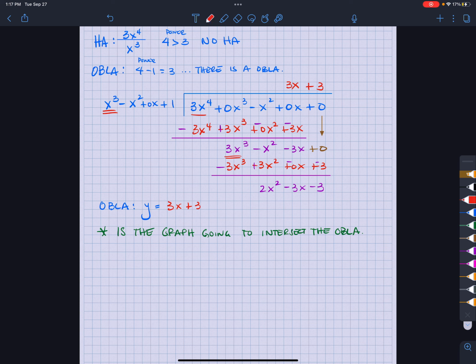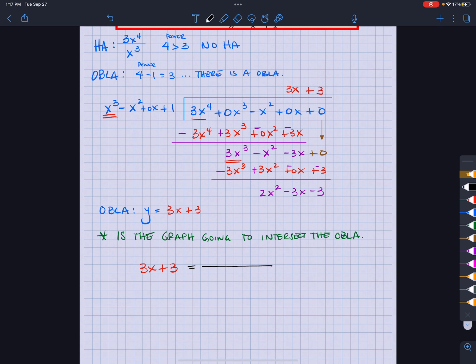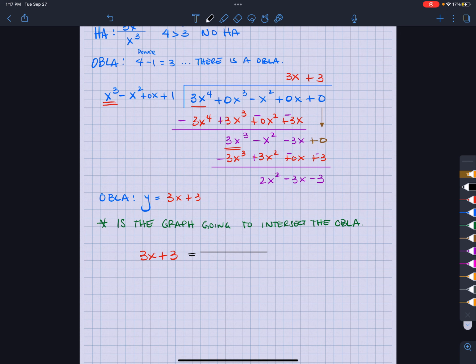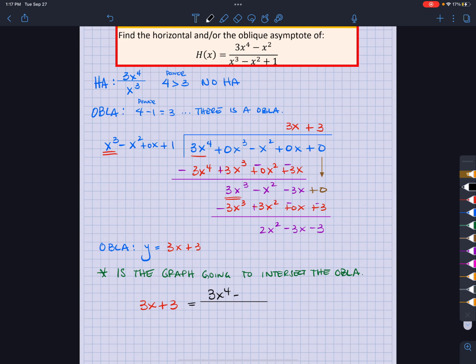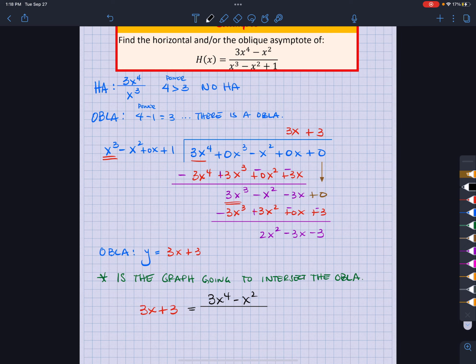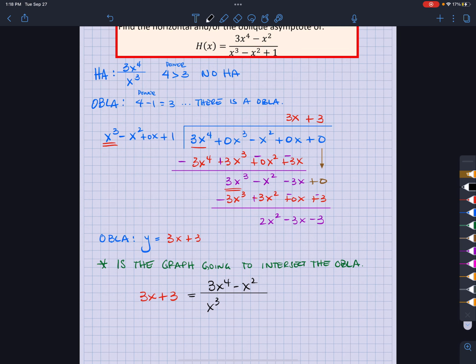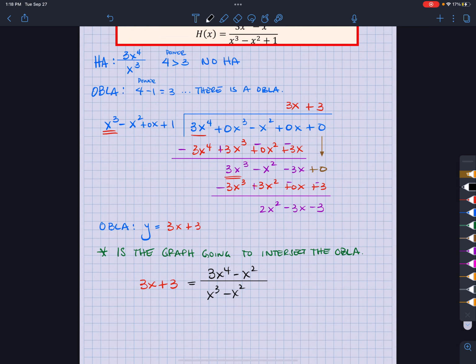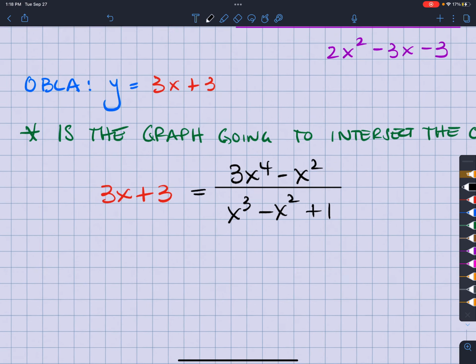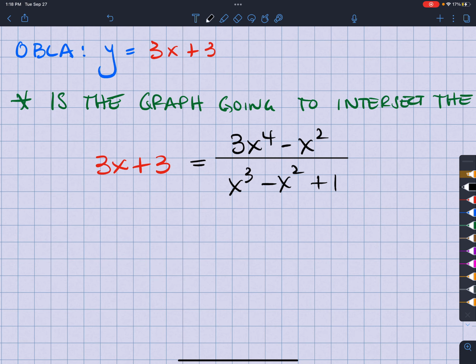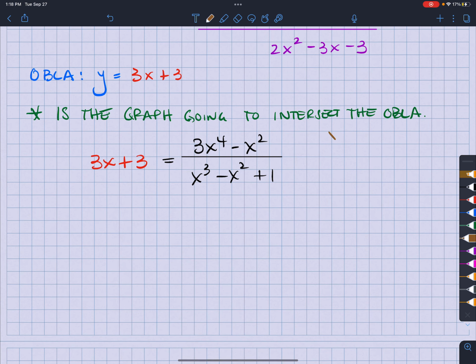So the question is, when is 3x plus 3 going to equal 3x to the fourth minus x squared over x to the third minus x squared plus 1? Okay, so the question is, when are these two equal to each other? Since I have a single fraction over a single fraction, this is where you can use cross multiplication.